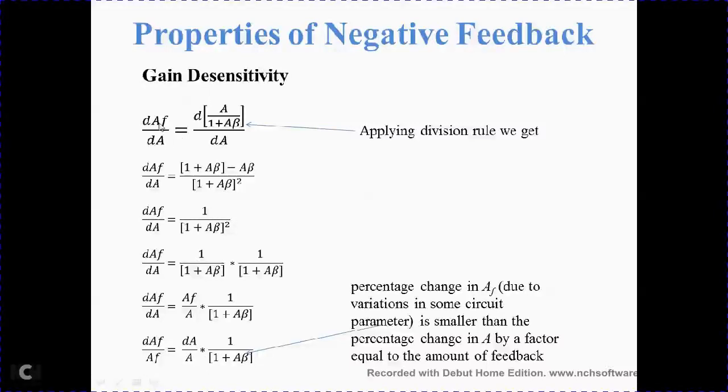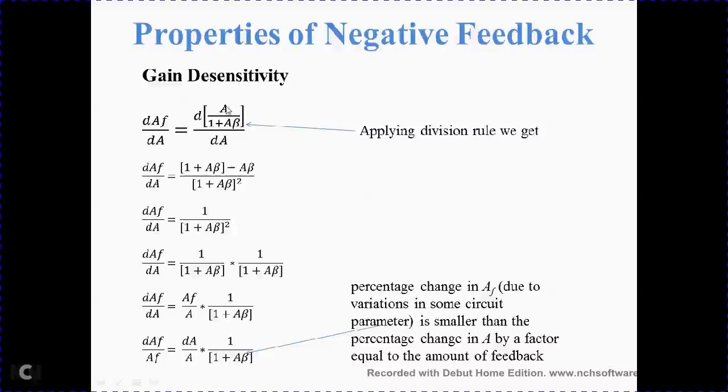So AF is the feedback amplifier gain, with feedback equal to A by 1 plus A beta, the general expression. I am now going to differentiate this with respect to A. I am going to take the differentiation of AF with respect to the open loop gain A, and we know that this is in the form of A by B. Division rule you need to apply, right?